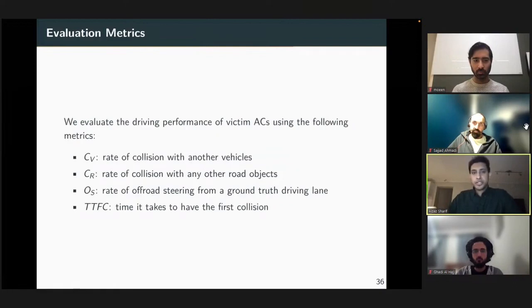For evaluation metrics, we use the following four metrics. The first one is the rate of collision with another vehicle. The second one is the rate of collision with any other road object. The third one covers any off-road steering error, and the fourth one is used to calculate the time it takes to have the first collision in the simulation testing.